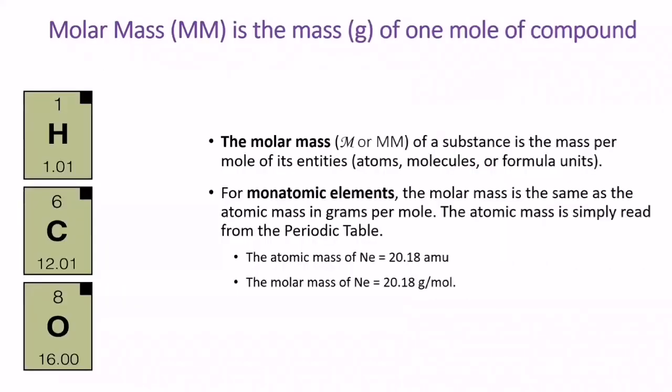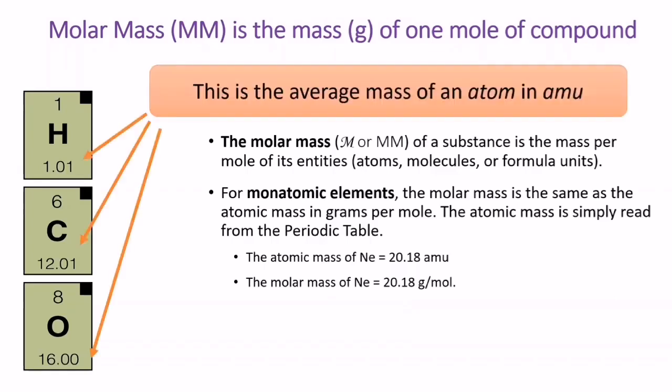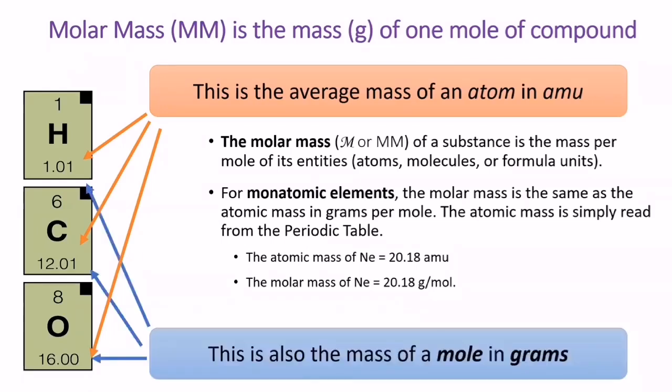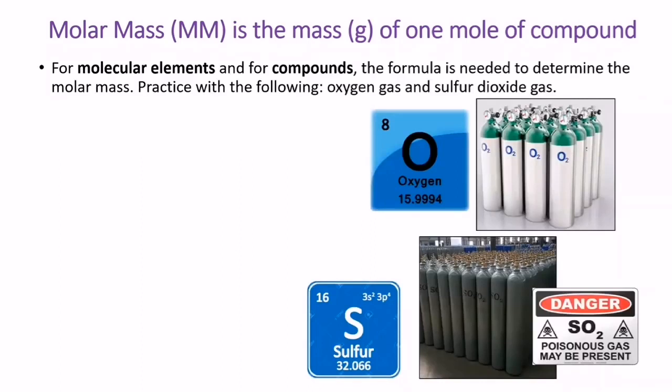In section 3.2, we learned that the formula mass is the mass of 1 molecule of a compound in atomic mass units. Molar mass is a very similar concept. It's the mass of 1 mole of compound in grams. So, the atomic masses on the periodic table represent the mass of atoms in AMU, and they also represent the mass of 1 mole in grams. It's the exact same number. We calculate the molar mass in the same way that we calculate formula mass, by adding up the masses of each element in the compound.